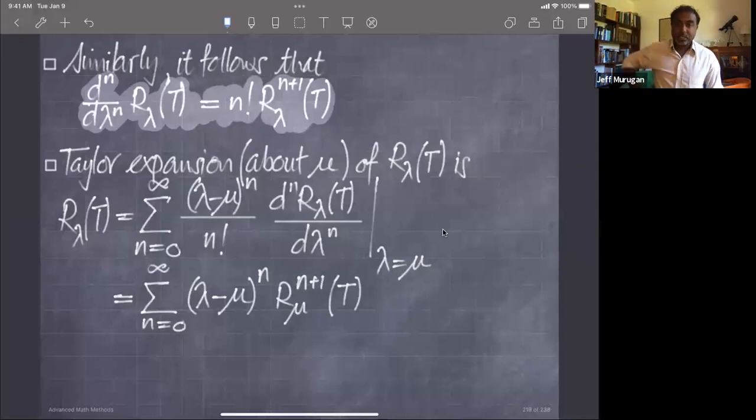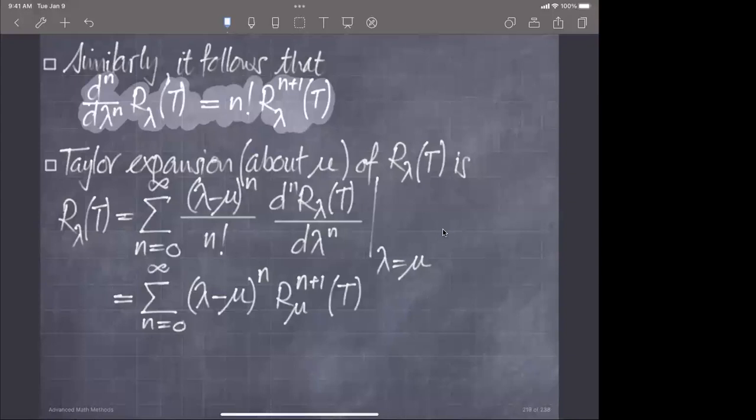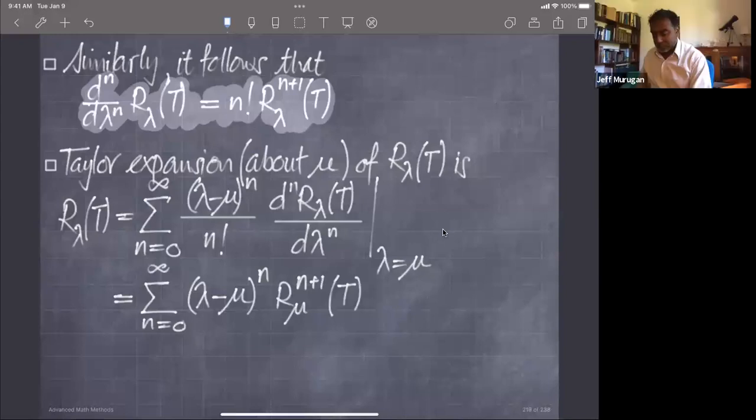In other words, the Taylor series expansion for a resolvent operator is particularly nice because it just is a power series in the resolvent operator, as opposed to having to differentiate the resolvent operator at each term. So that's neat.